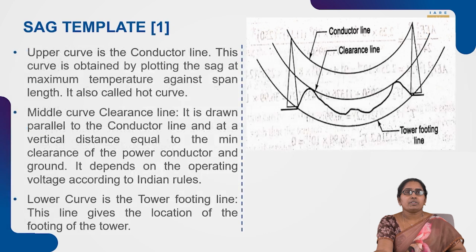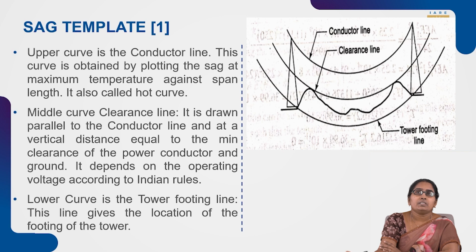Next, we see what a sag template looks like. As mentioned in the previous slide, it consists of a set of curves drawn on a transparent paper. On the right side, the first curve is the conductor line, below that the clearance line, and the last one the tower footing line. These are two supports, and between them the conductor is suspended. That is how the transmission line is.